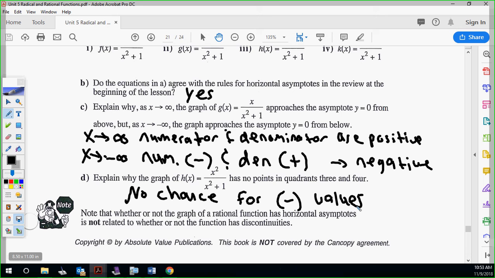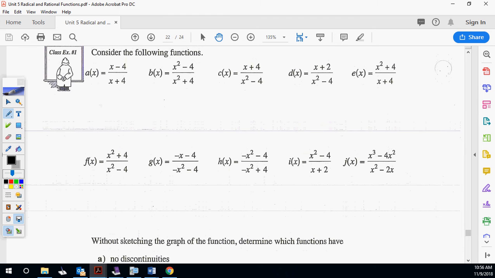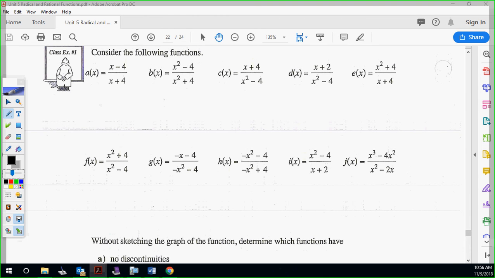All right. And then we just got 2 examples and call it a day. Okay, questions? Doing all right? Okay. So, consider the following functions. And what's it want us to do with them here? Without sketching the graph of the function, determine which functions have no discontinuities, no vertical asymptotes, no horizontal asymptotes, all these things. So what we have to do is we need to simplify these and figure out what's going on within these pictures, all right?